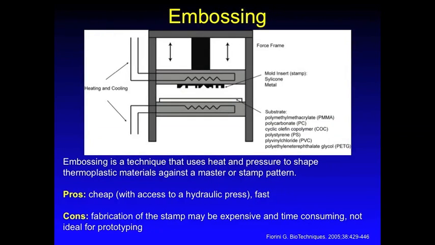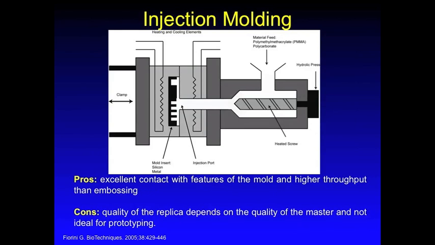Embossing is a technique that uses heat and pressure to shape thermoplastic materials against a master or a stamp pattern. With access to a hydraulic press, the advantages of embossing are that it is relatively cheap and fast, though the fabrication of the stamp may be expensive and time-consuming.